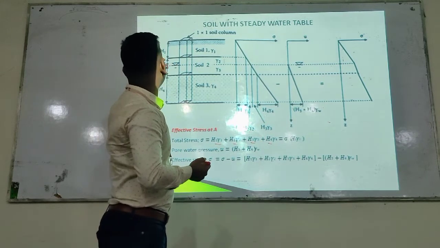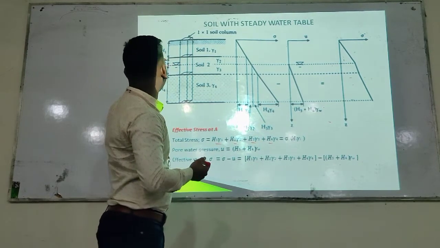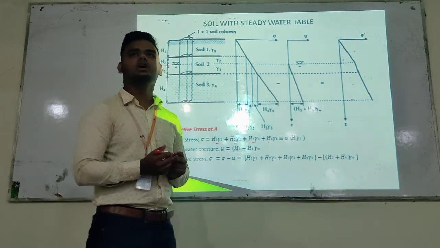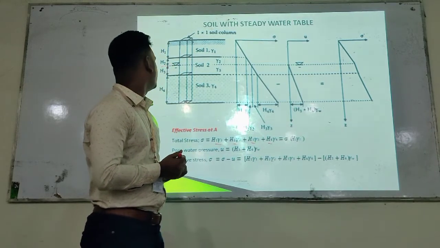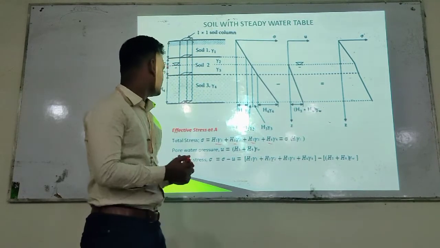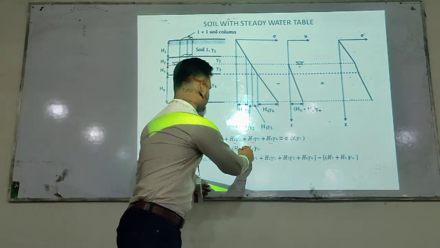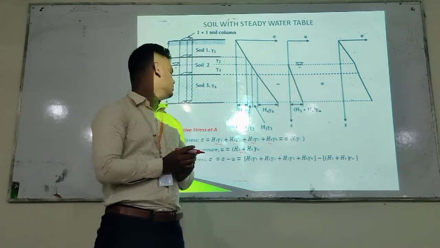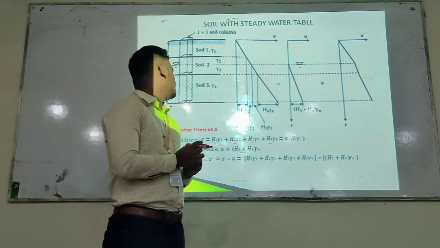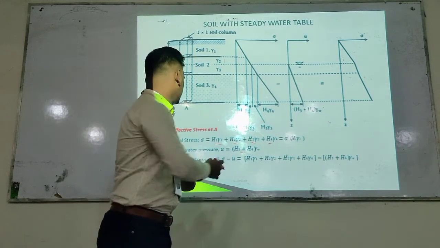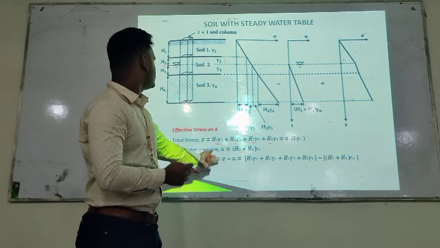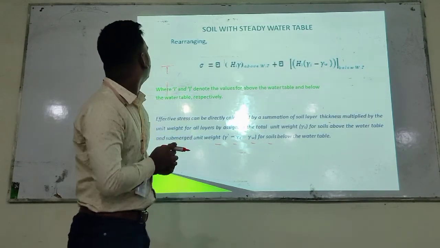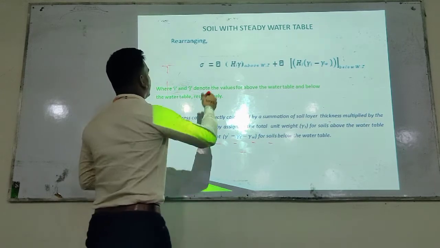Then there is water in this layer, whose height is H3, and in the layer whose height is H4, and the unit weight of water is gamma W. So for pore water pressure we get H3 plus H4 times gamma W. The effective stress sigma prime is equal to total stress minus pore water pressure. If we subtract the pore water pressure from the total stress, we get the effective stress. Then rearranging, we can get another simple equation here.